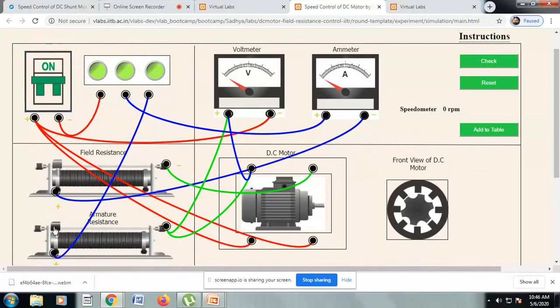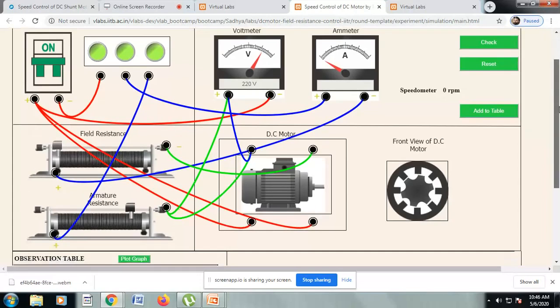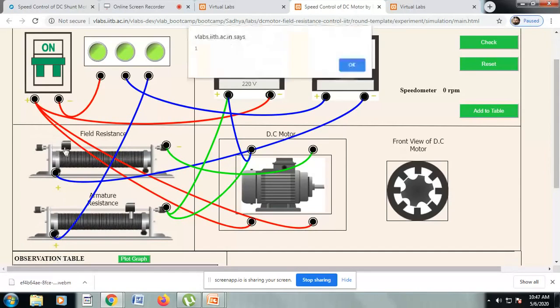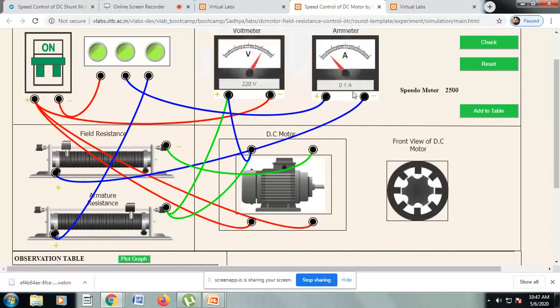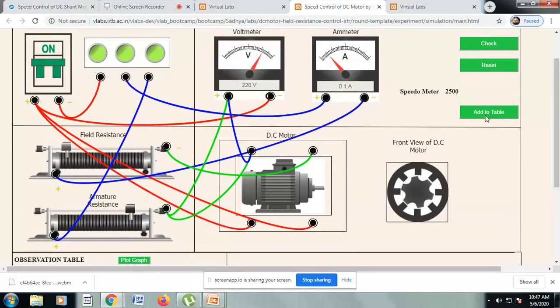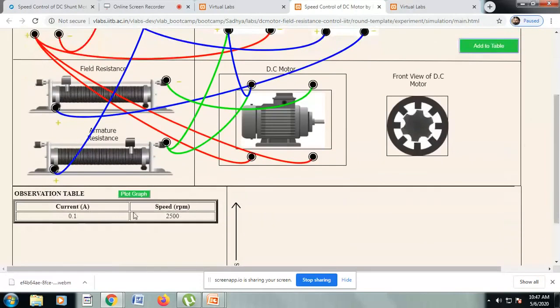First set the voltage at 220 volt. Now we adjust the field resistance and take readings. Take 6 readings in different ampere. We measure ampere and measure the speed. Okay. Now first is 0.1 ampere and speed is 2500 rpm. Now we take this reading in table 1.